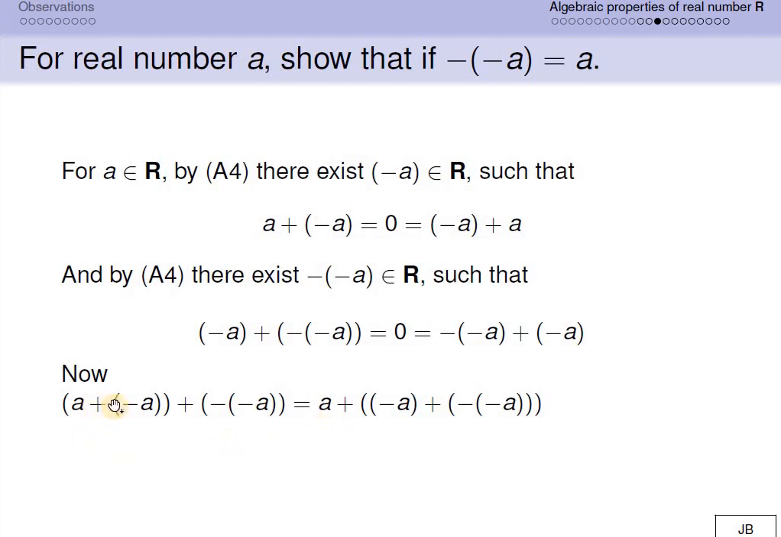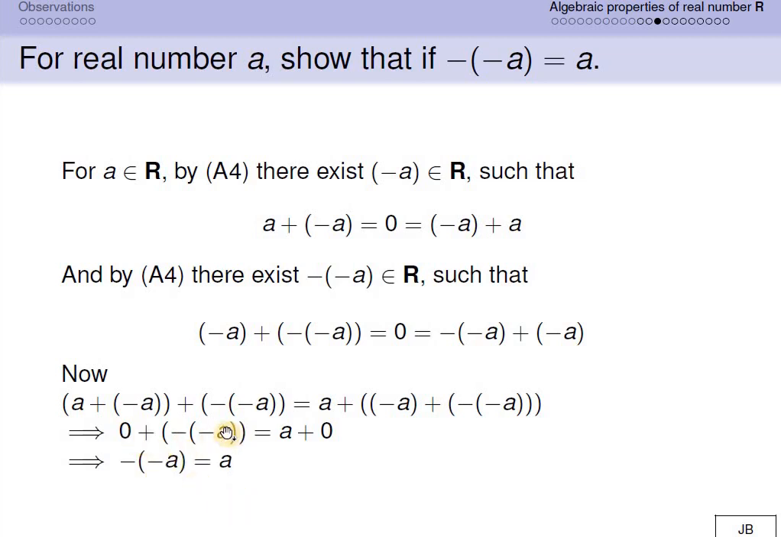Now a plus minus a is equal to 0 from the first expression. Minus a plus minus of minus a is equal to 0 from the second expression. So this is 0, and this is minus of minus a, it will remain like this. This is a, and this part is 0. Now 0 plus any real number is the real number itself by A3, I think, the existence of 0 element.